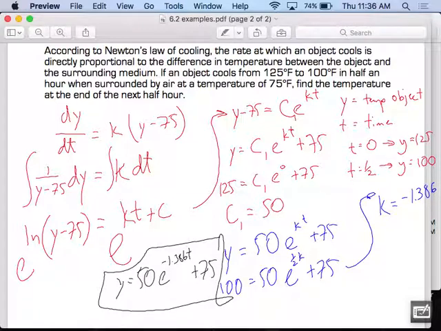I've got that formula down to only two variables. So again, the same two questions I talked about before pop up. How much time does it take for it to reach this temperature? And what's the opposite of that? What temperature does it start at, or what temperature is it after a certain amount of time?